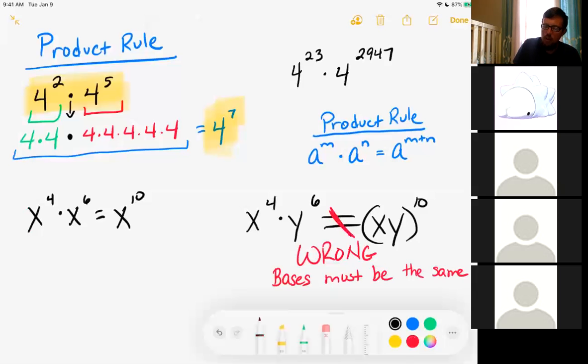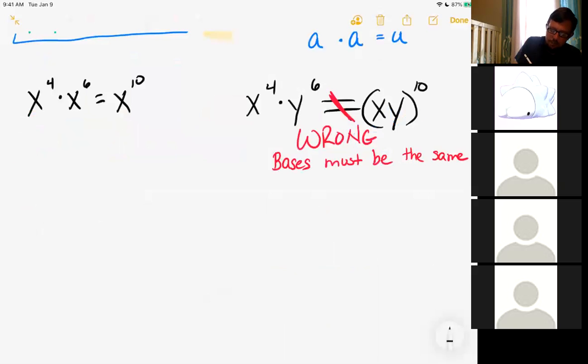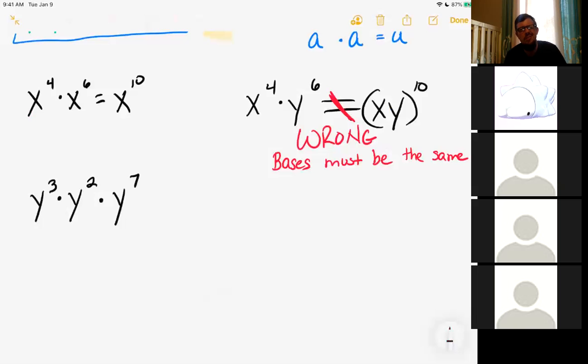Now, since the only criteria here is that the bases have to be the same, we can have more than one thing. You can have more than one, I think those are called, I don't think term is the right word. More than one, more than two. I don't know what each one of those things are called. I'll have to Google it later. Anyway, it doesn't matter. I have 3 things together. I just add the exponents of all 3. This will be y to the 3 plus 2 plus 7, which is y to the 12.